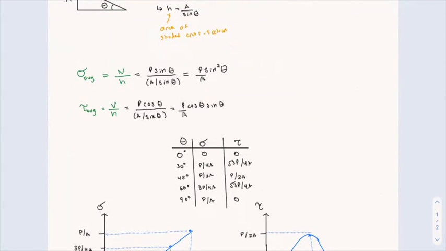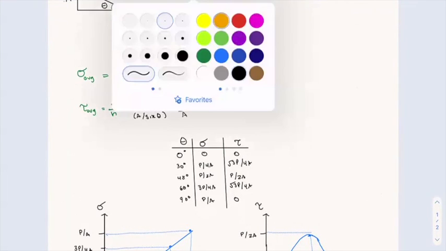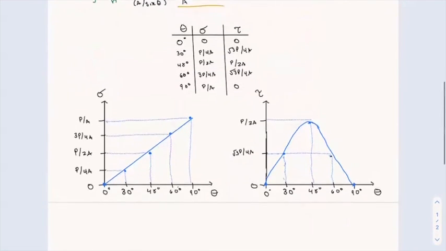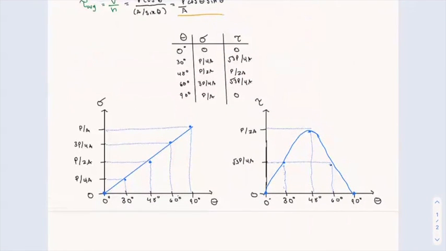And we can graph those two functions from 0 to 90 degrees, and it will produce these two graphs. As you can see, our normal stress is a linear function, and our shear stress is parabolic. Maximum normal stress occurs at 90 degrees, maximum shear stress is at 45 degrees. Any questions?